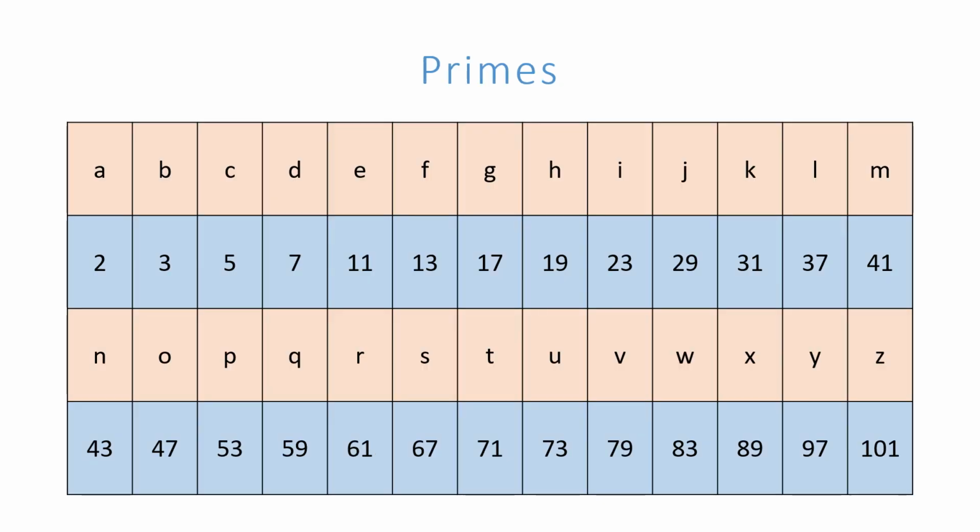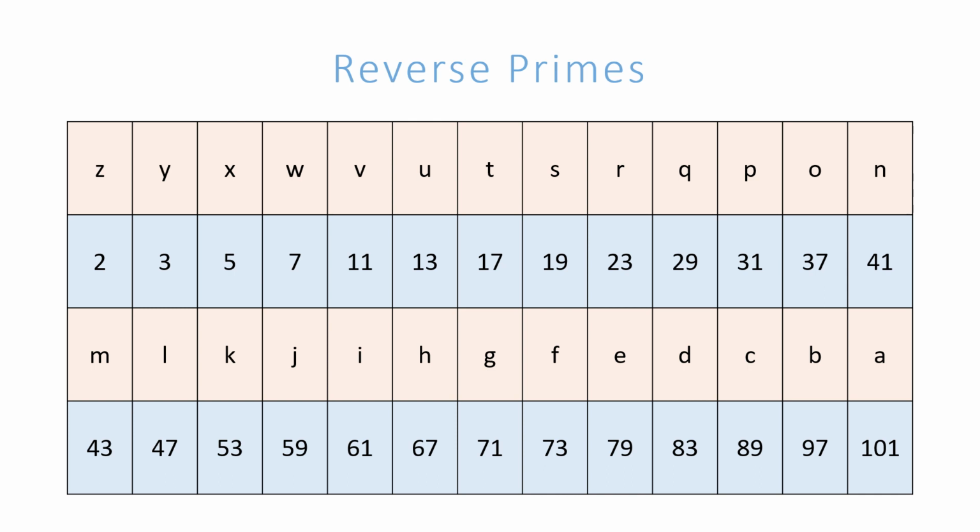Coming to the primes cipher, both forwards and backwards, which is kind of self-explanatory. It is when you arrange the first 26 prime numbers along the 26 letters of the English language in a chronological order. And in reverse primes, the same is followed, but from letter Z to A.